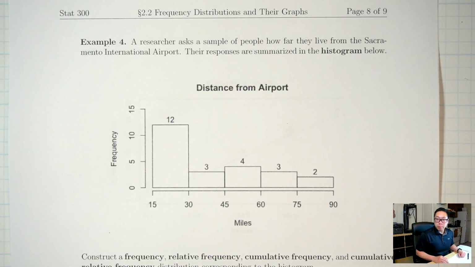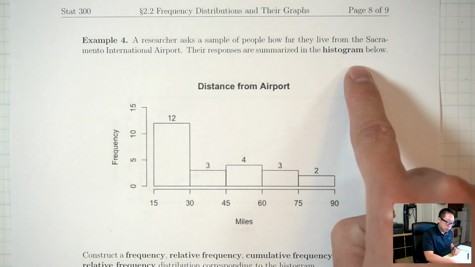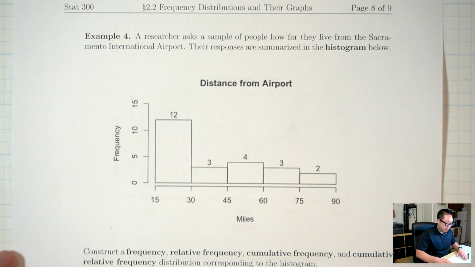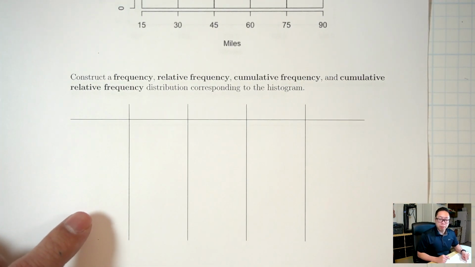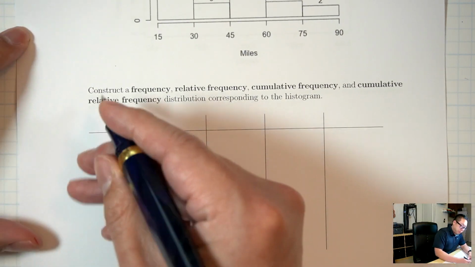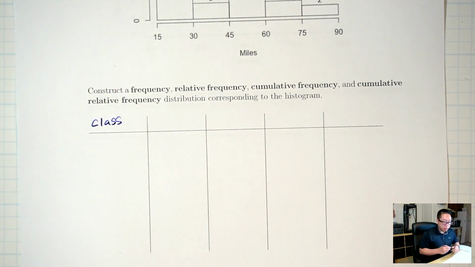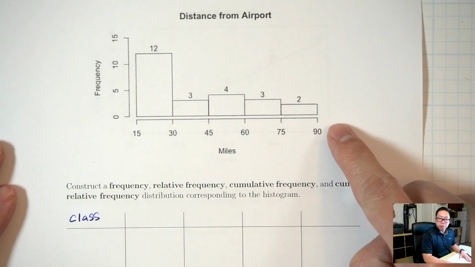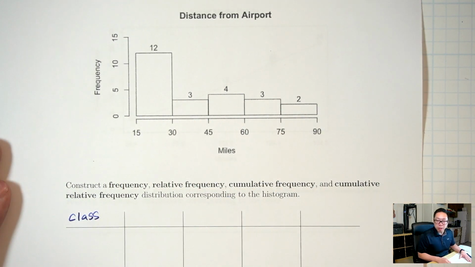Example 4. So here we have a histogram. And really this question is, if I give you a histogram, can you go backwards and make the original table for me? So what I need to do is figure out the ranges. How do I make the ranges? Back to my histogram. Do you remember what goes on the x-axis of a histogram?